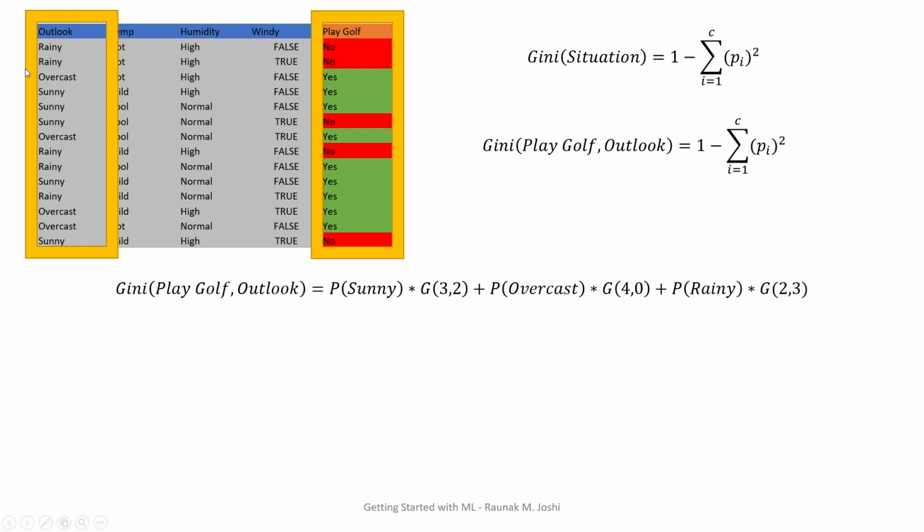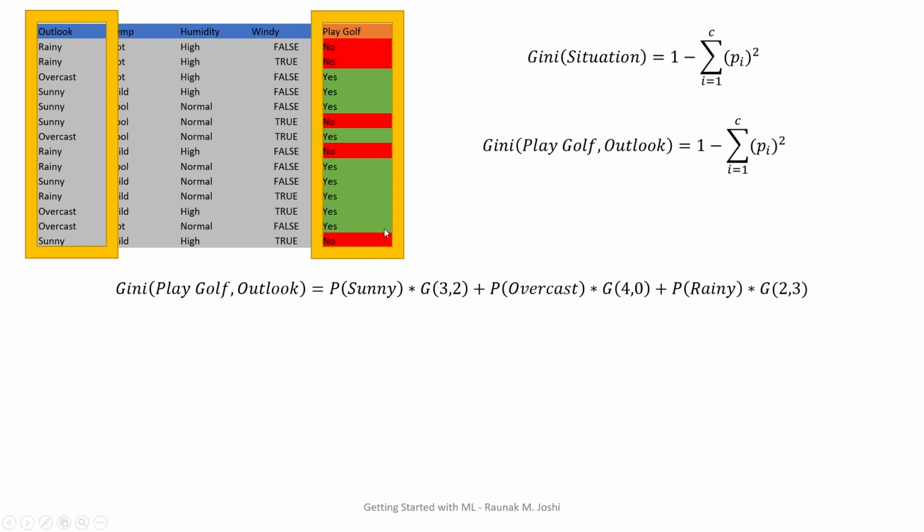outlook, the sunny has appeared 5 times. You can see it over here, 1, 2, 3, 4 and 5, out of which 3 values are yes. So this is yes, this Sunny is also yes, and this Sunny is yes, and there are 2 no's, where you have this Sunny as no and the last tuple is no.